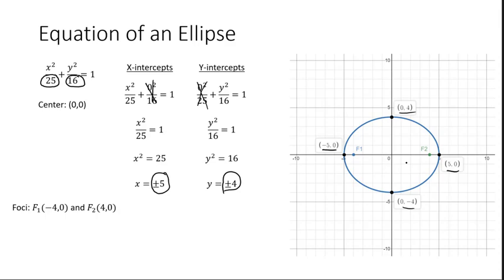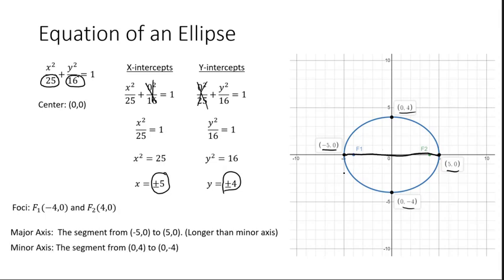All right, and then we have what's called the major axis, which is going to be a segment connecting the -5 and +5. So if you make a segment from here all the way across to here, that's going to be your major axis. And it's going to be the longer length, all right? So it's longer than what's called the minor axis. The minor axis goes the shorter distance. In this case, it's across from 4 down to -4. And that would be your minor axis.